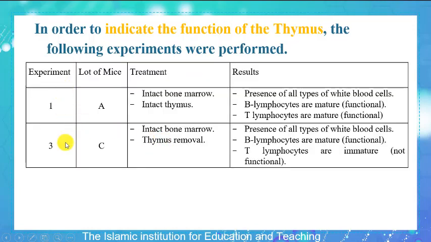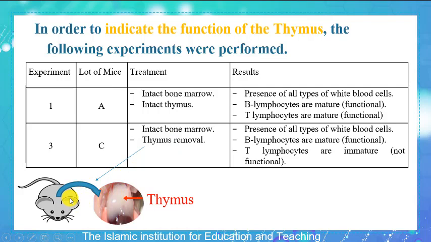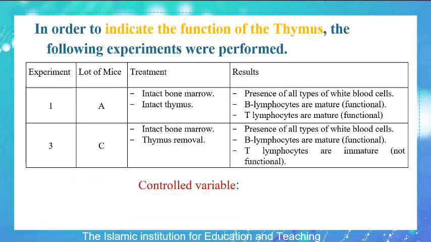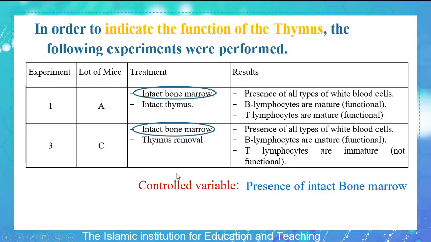Experiment number 3 shows a lot of mice C having intact bone marrow, which means it's the same, not changed, but the thymus was removed. What do you mean by thymus removal? It means that if this is the mouse, then the thymus is being taken out of it. Controlled variable. Please search for the same variable in these two experiments. Excellent. It's intact bone marrow. Presence of intact bone marrow.